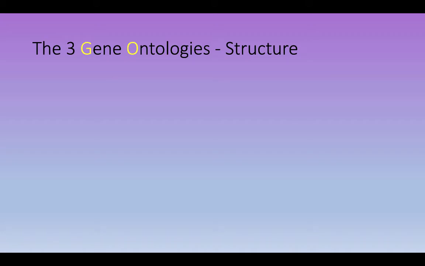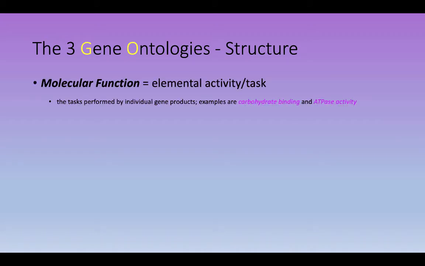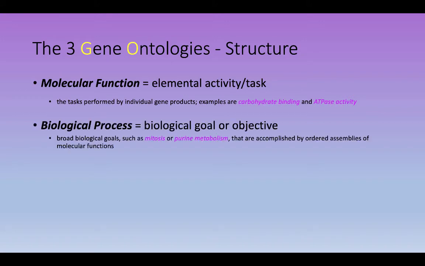So as we think about the structure of the gene ontology, we have molecular function. As I mentioned before, this is the elemental activity or task that an entity is undertaking. We also have biological processes. These are the biological goals or objectives of a gene product. Some examples here include things like purine metabolism and mitosis, whereas molecular functions would be like carbohydrate binding or ATPase activity.